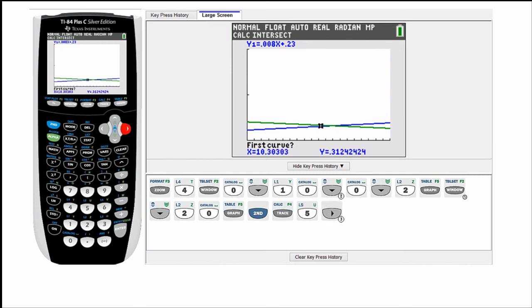I'm going to arrow over from my first curve to where I think they cross. Press enter. Second curve, enter. Guess, enter. And our intersection: x is 12, y is 0.326. 12 is what we got for t, and 0.326 or 32.6% was what we got for our percentage. So our problem is correct.